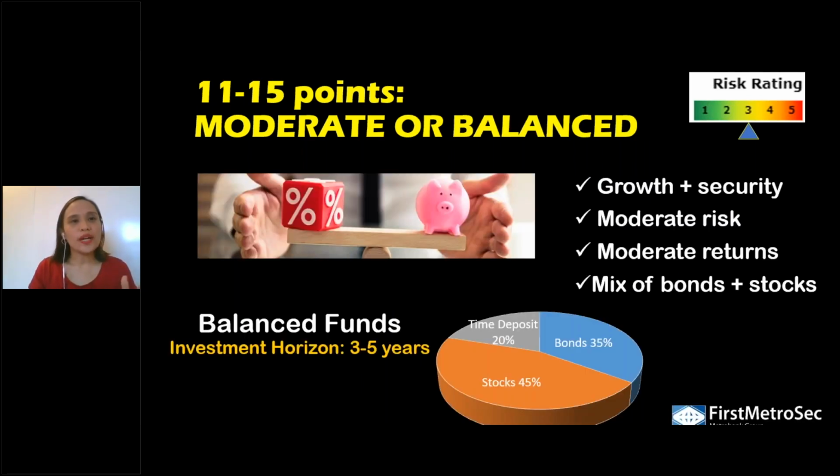Next, if your score is 11 to 15 points, you are a balanced or a moderate investor. Meaning to say that you want growth and yet security in your investments. So moderate risk, moderate returns. Ang bagay po sa inyo would be balanced funds. Okay? When I say balanced fund, it doesn't need to be 50% bonds, 50% stocks. Pag sinabi natin balance, basta mix lang siya.